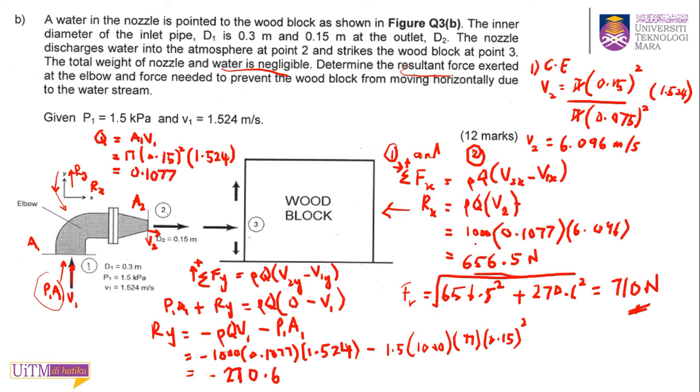It is the same with ni lah, betulnya yang ni, 656.5. Why? Because this one you calculate the RX this one kan? Betul tak? You calculate the force in X direction this one, and to make sure this wood block is not moving, so you need an equal force acting against this force kan? Okay, so that's why the value should be 656.5 juga lah.